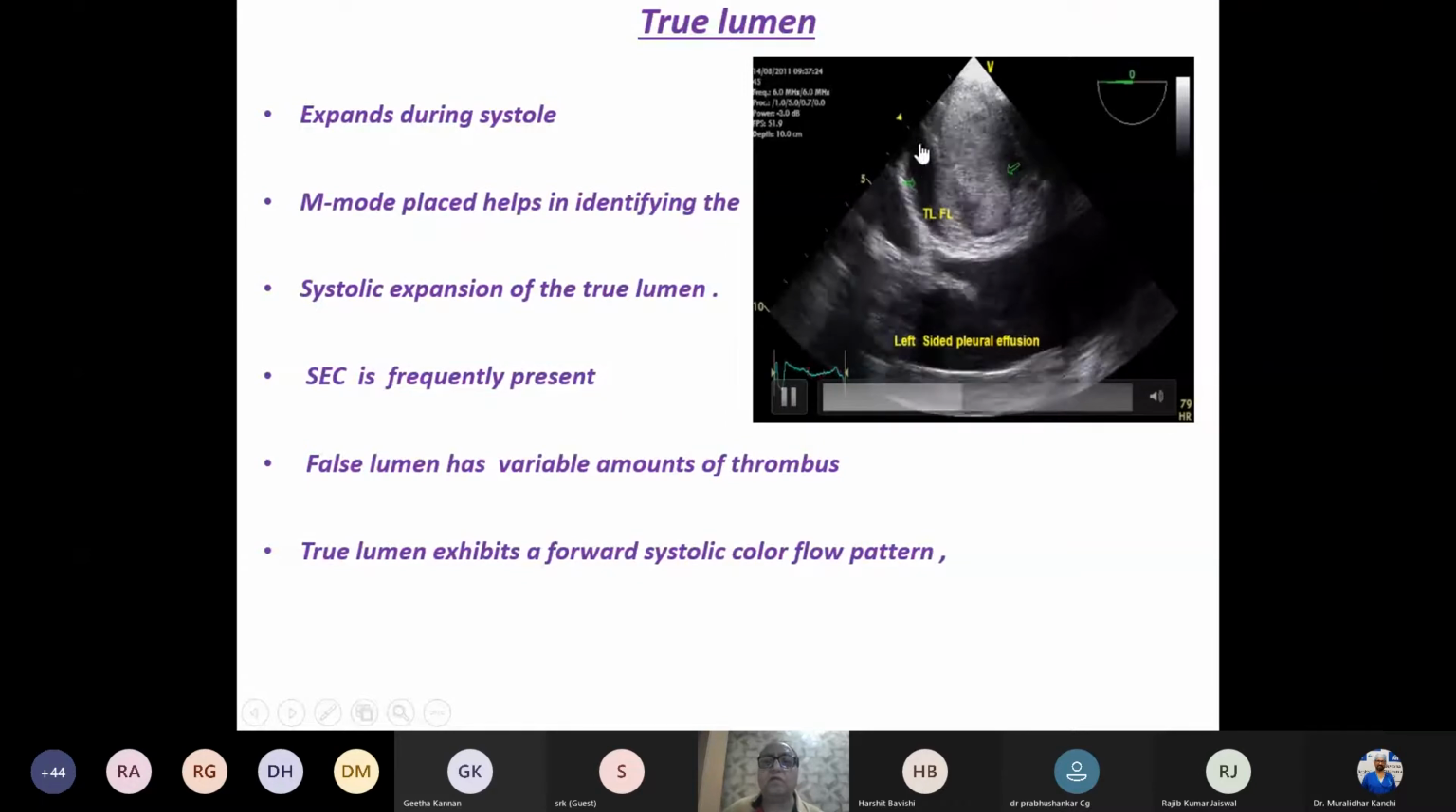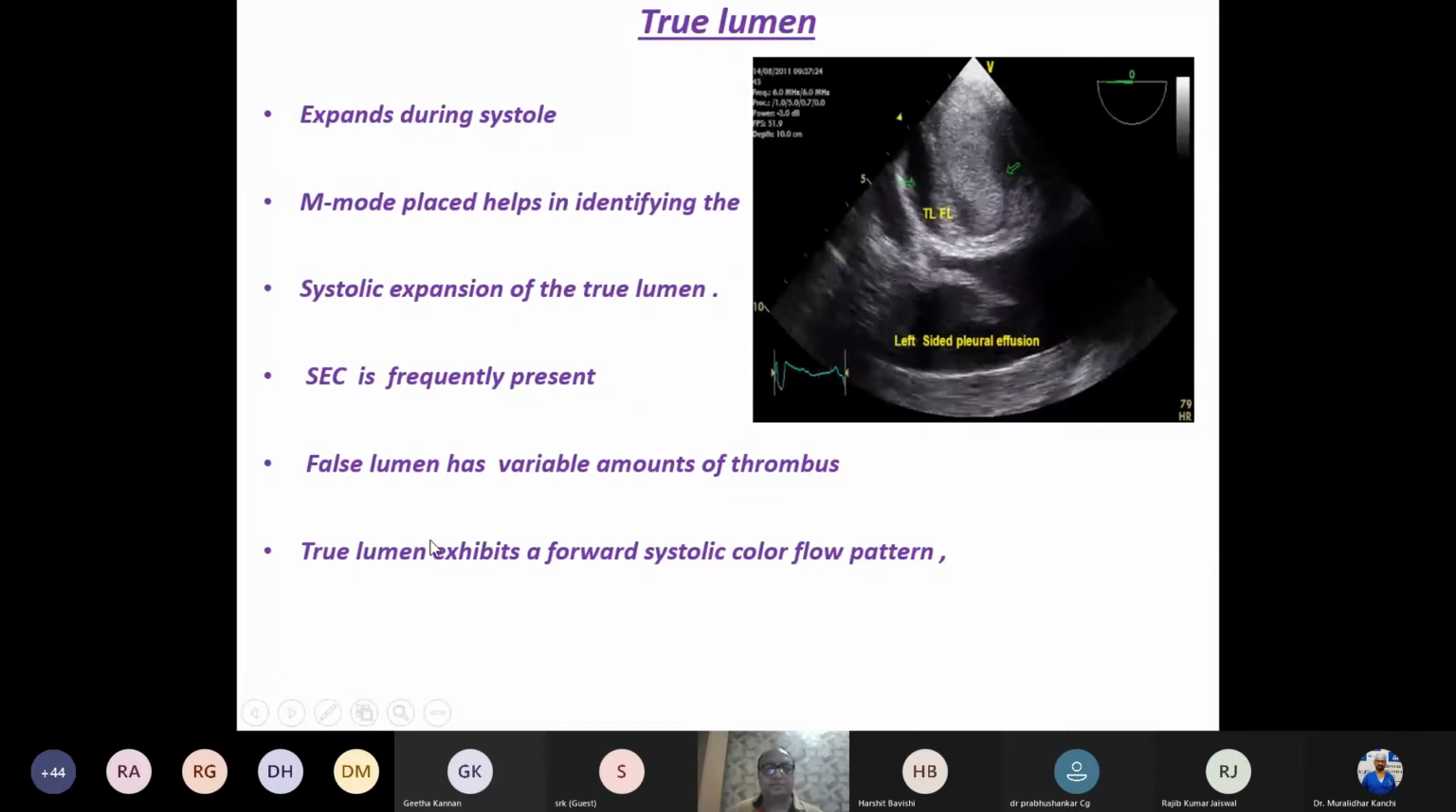Now the true lumen is always smaller than the false lumen. And because of the forward systolic flow, the intimal flap expands towards the false lumen. So the area below the expansion will be the true lumen, and the opposite to that is the false lumen. And this can be confirmed by placing an M-mode. Now in the false lumen, you can see there is spontaneous echo contrast or a thrombus can be seen.